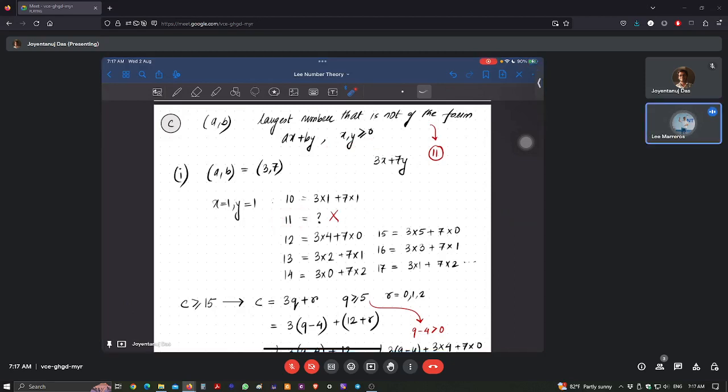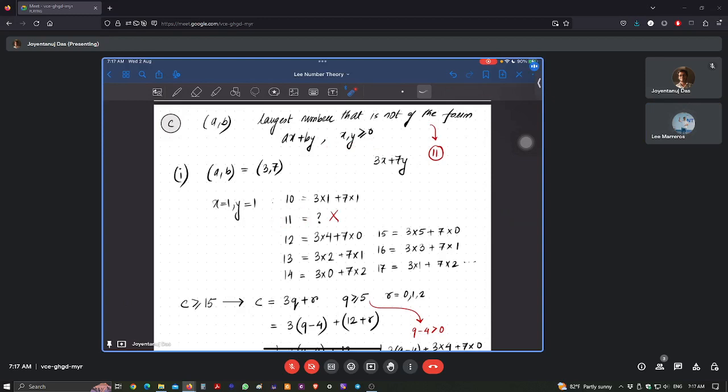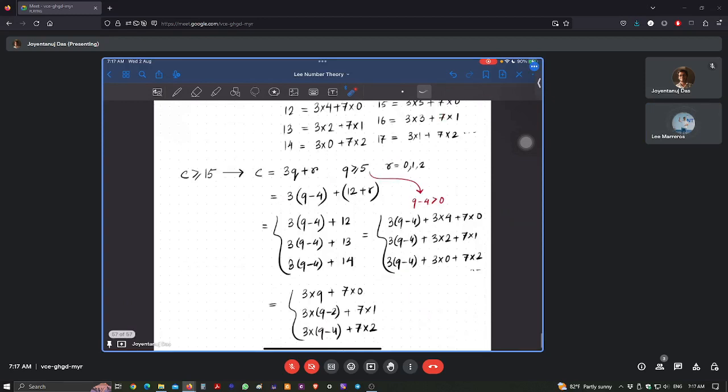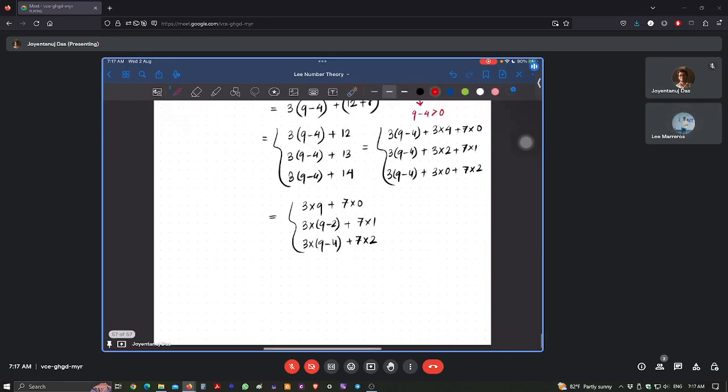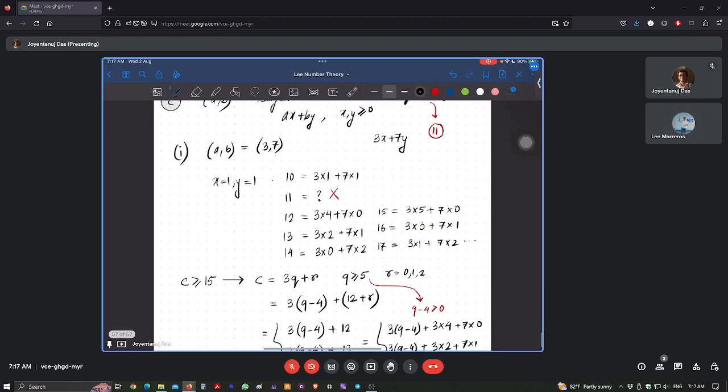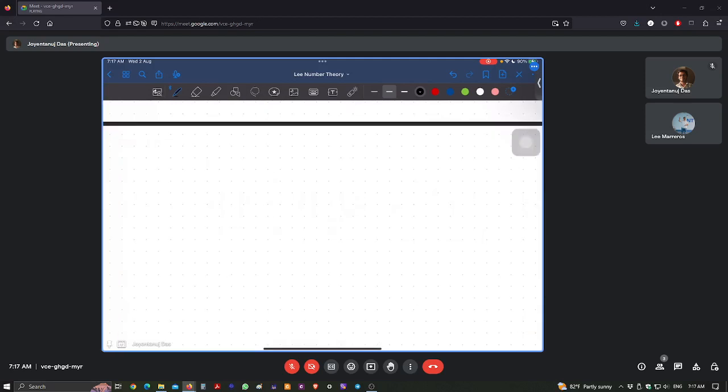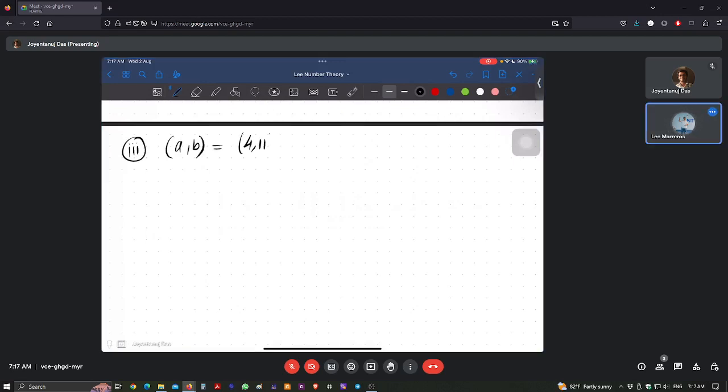Okay. One more let us do, then it will be clear. So next one is part 2, or you can do part 3 also. So here the pair is 4 and 11. So 4x plus 11y. So what is the largest number?